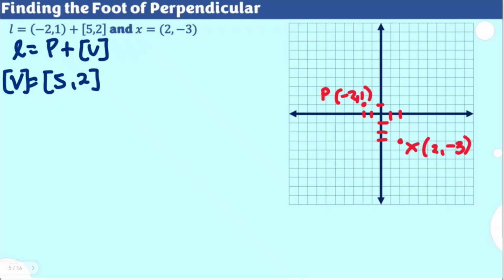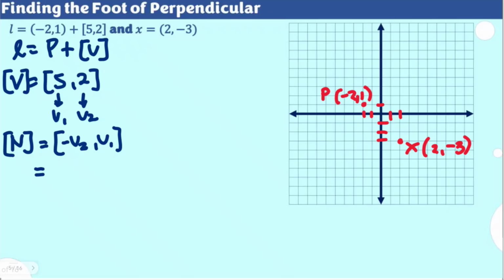So that would mean this is our V sub 1 and this is our V sub 2. If we're going to transform it to a normal vector, why do we need to do that? Because in a normal vector, it's actually identified as A and B respectively. So our normal vector is actually negative of V sub 2 and V sub 1, which will give us a result of negative 2, and then you have your 5.